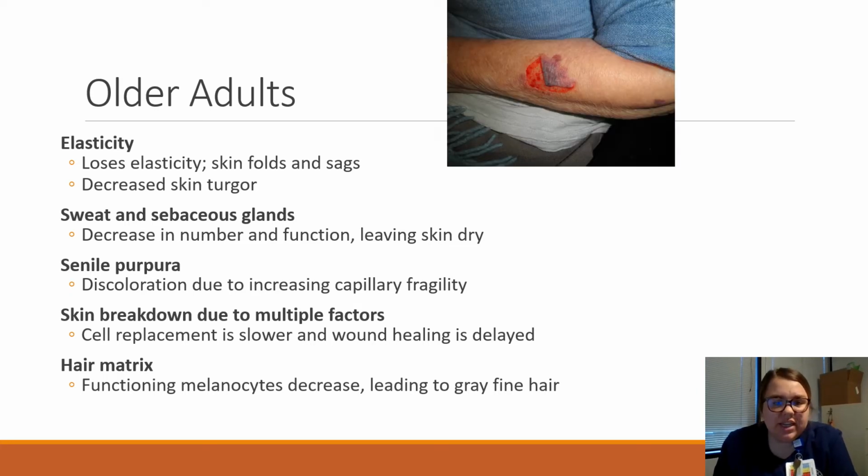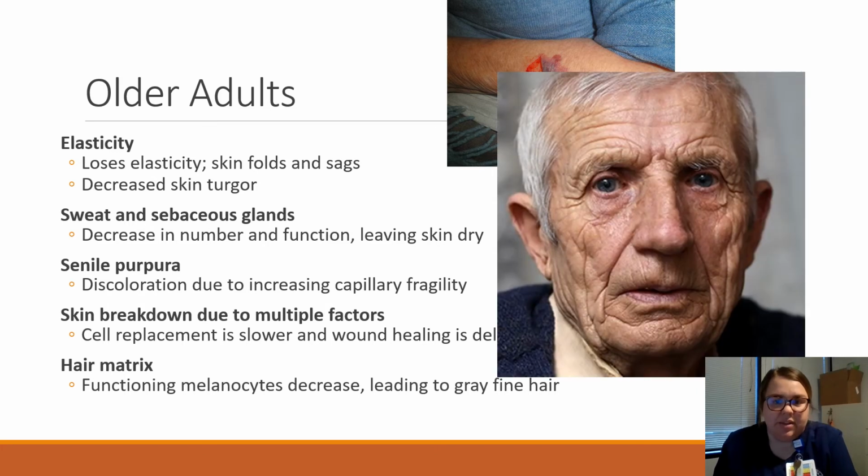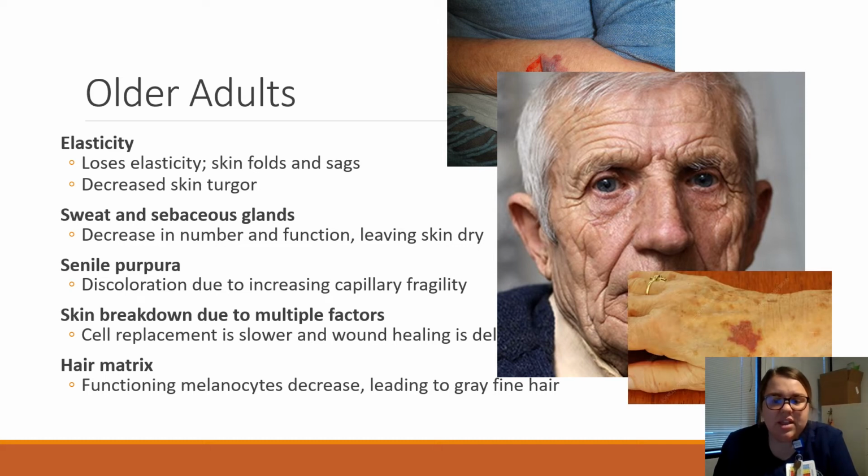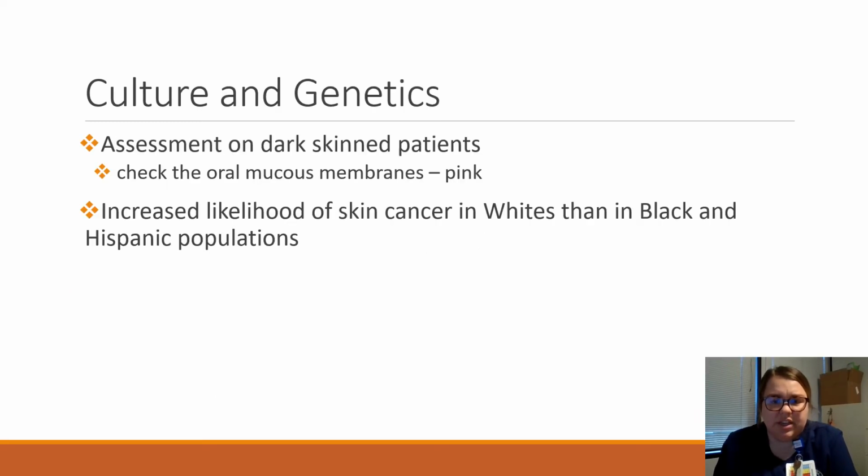So this is a skin tear, so that loss of elasticity, and they may have just bumped into the wall, and then they have this skin tear. And now it's causing delayed wound healing because of their age as well. Again, a loss of elasticity, so the wrinkles. And then this is the senile purpura. So you see how there's just little discoloration due to the increasing capillary fragility.